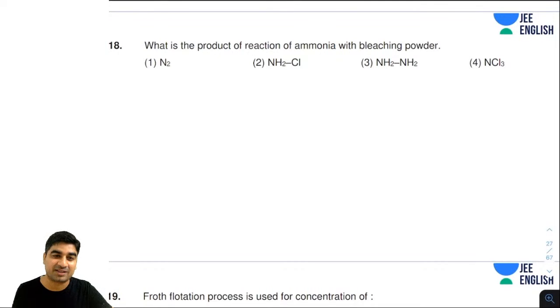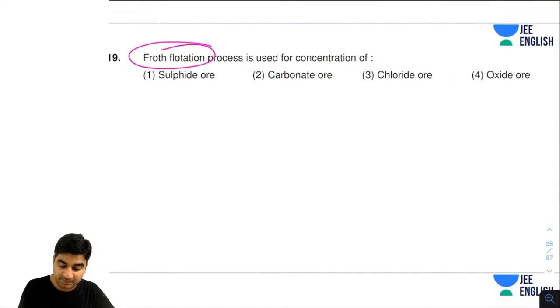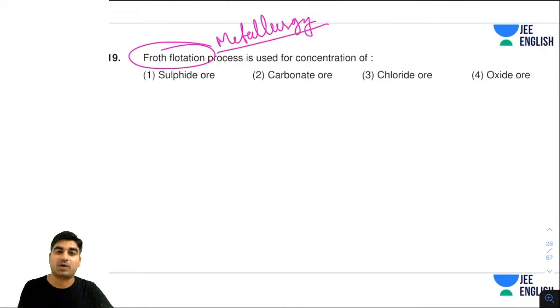Yes, again an inorganic P block problem, guys. P block. And the froth flotation process. Yes, tell me, froth flotation process, a metallurgy problem. Yes, what it does and for which type of ores it is used. Yes, tell me, guys, for which types of ore is froth flotation used? You should remember this.